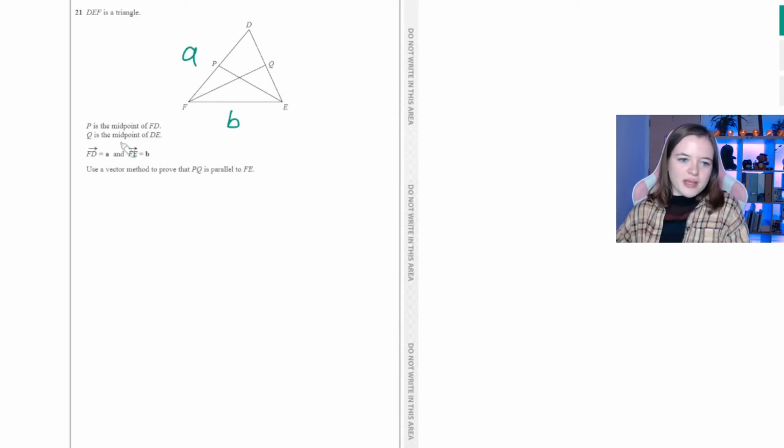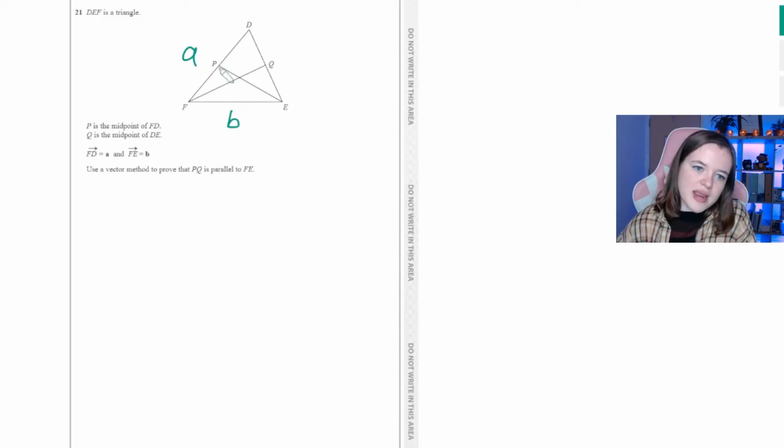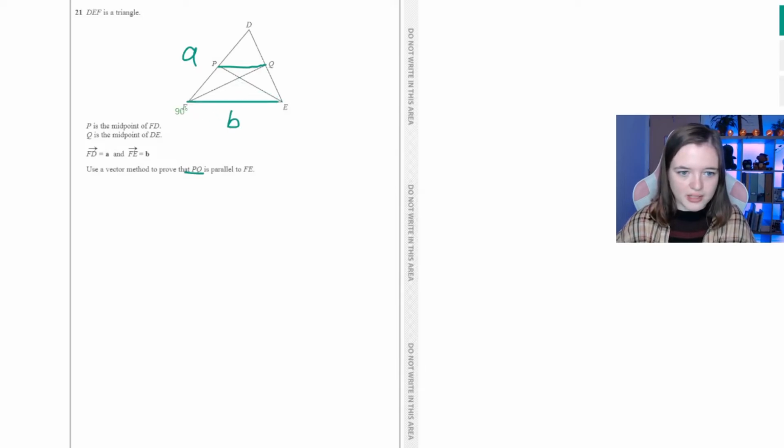So P is the midpoint of FD. So F to P is going to be half of F to D. Q is the midpoint of DE. So D to Q is going to be half of D to E. Right, so use a vector method to prove that PQ, which is that one there, is parallel to FE. Okie dokie. So we're proving that those two lines are parallel.